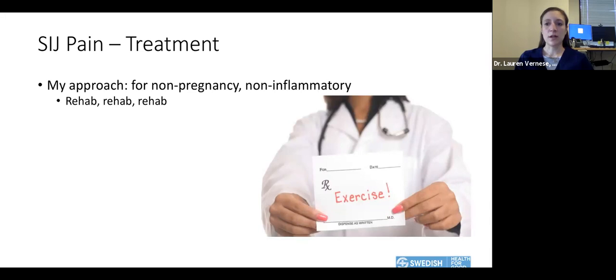Often I'll ask someone to use their hip abductors, AB means go away, so that glute med muscle, and they're just going to use their hip flexors constantly, and that just keeps this issue going. So I'm a big proponent of getting them into rehab.